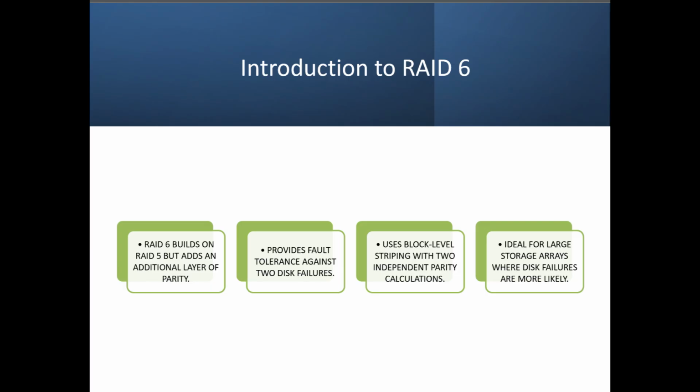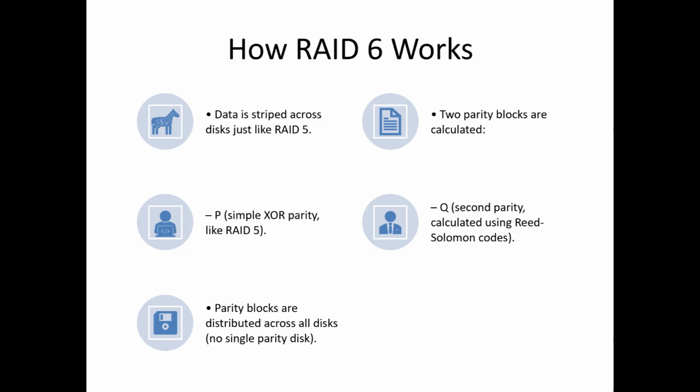So let's see how RAID 6 works. The data is striped across all disks, just like RAID 5. But instead of just parity P, RAID 6 also has a second parity Q. So every stripe looks like D1, D2, D3 up to Dn data blocks, then a parity P, then a parity Q. The parity P is simple, as we saw in RAID 5. It's simply the XOR of all data blocks in the stripe. Q is more advanced. It is calculated using Reed-Solomon codes. We don't have to go into the details of Reed-Solomon codes yet.